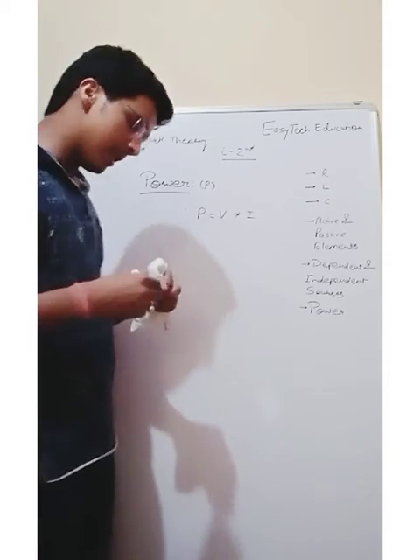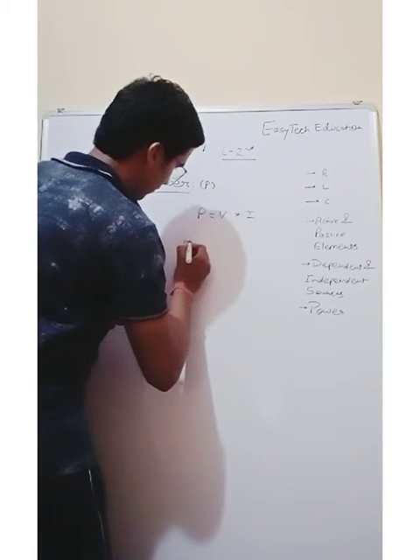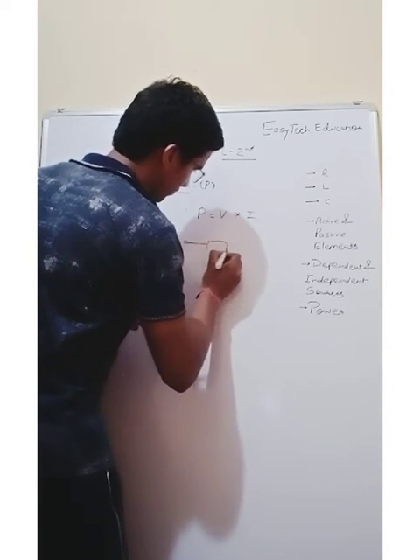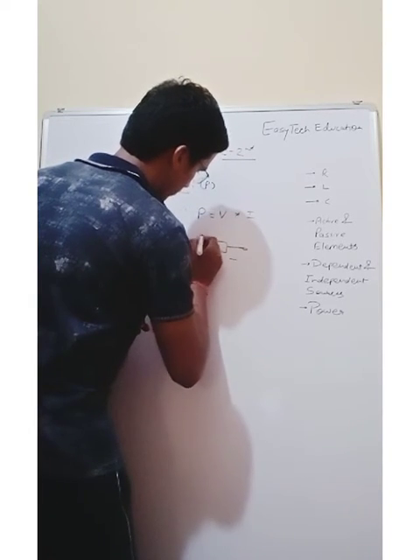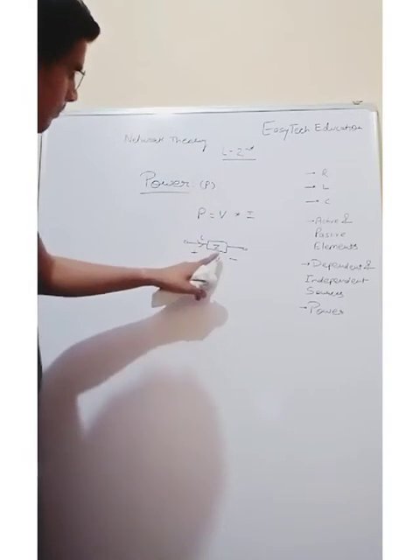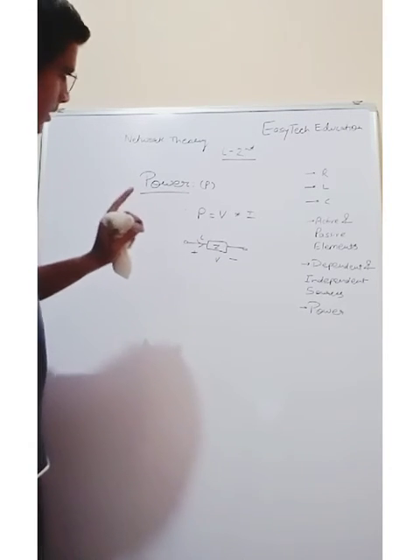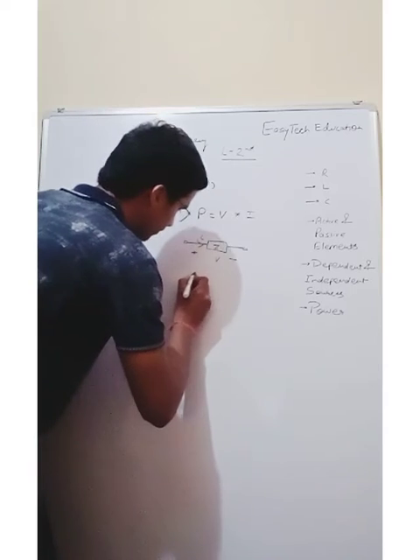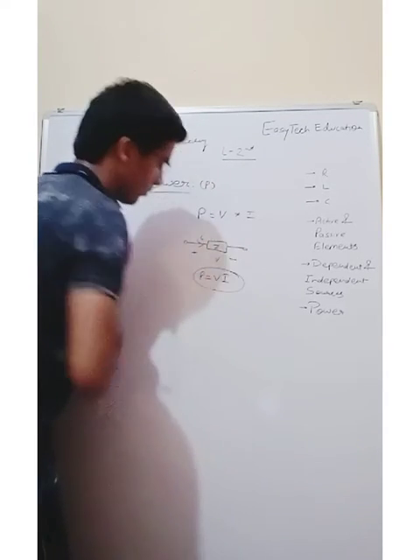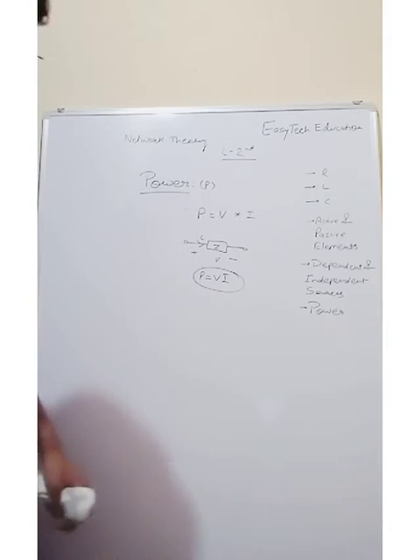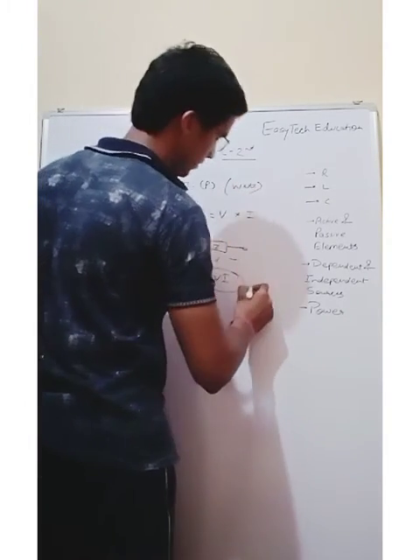Now, have a look across the resistance. This is the element Z. Voltage V is applied across it. Current is flowing as I ampere. So what will be the power? Power will be VI, and the unit of power is always watt.